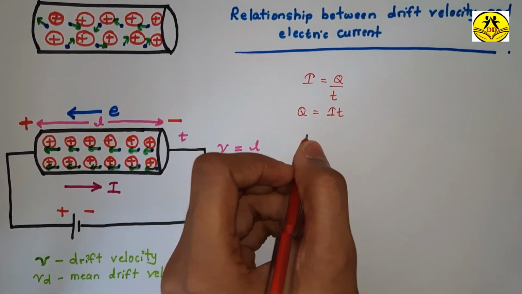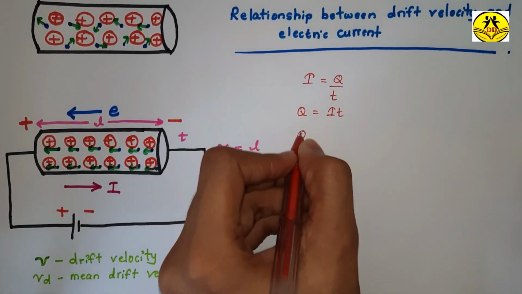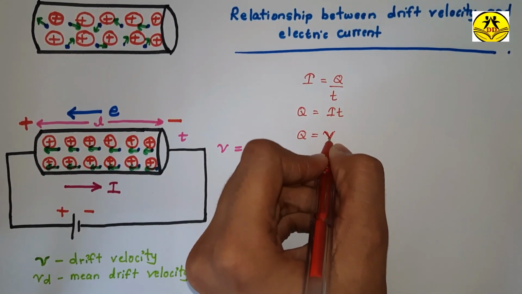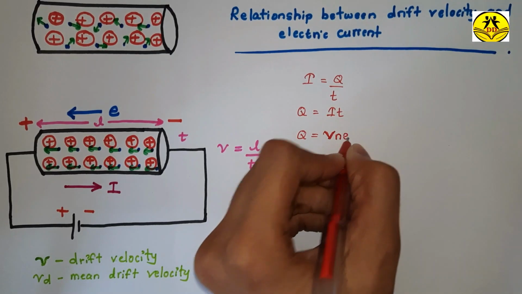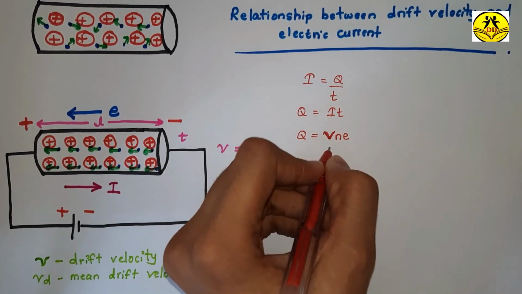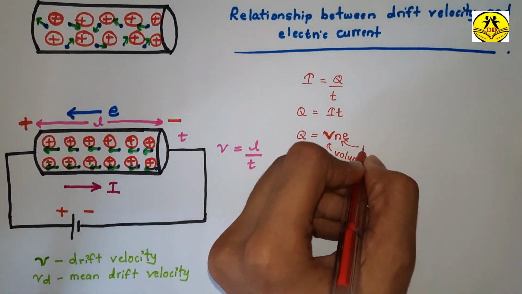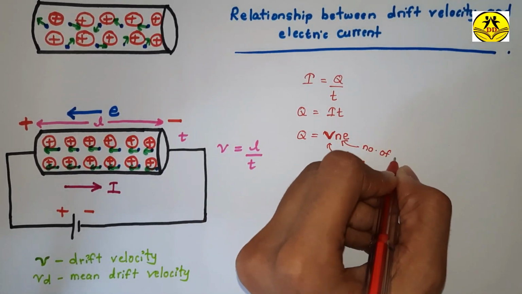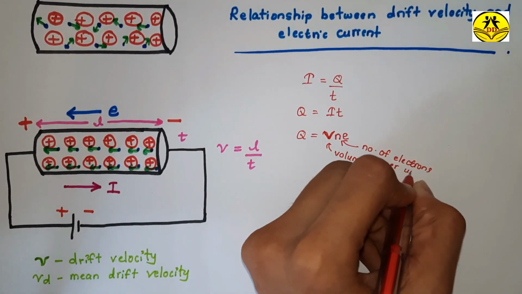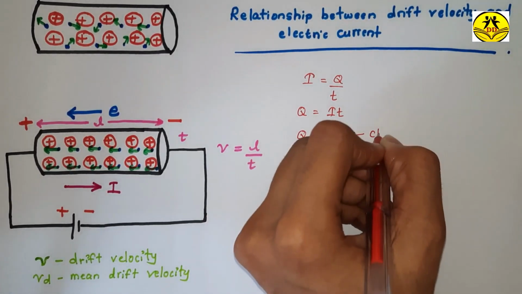Now I'll teach an important equation for Q here. Now Q is the amount of charge. Q can also be written as VNE. Now what is V here? What is N here? What is E here? V is the volume. N is the number of electrons per unit volume, and E is the charge of an electron.